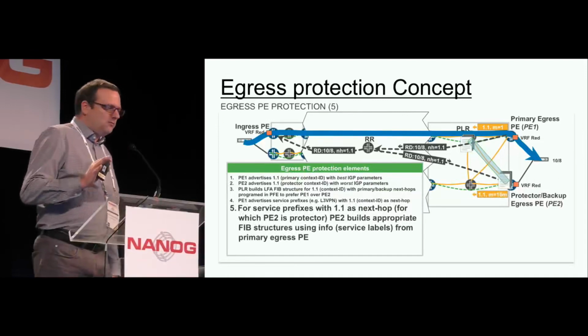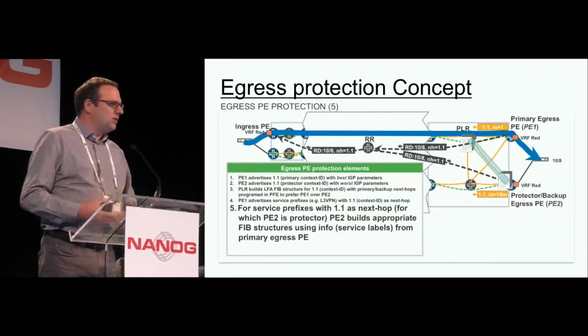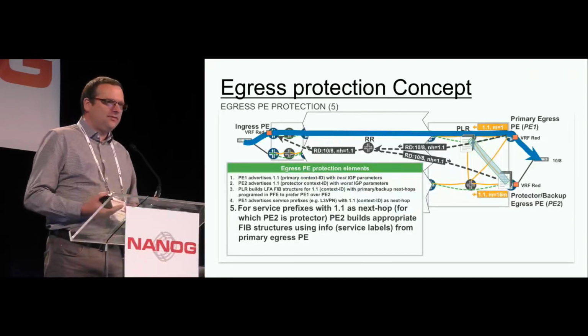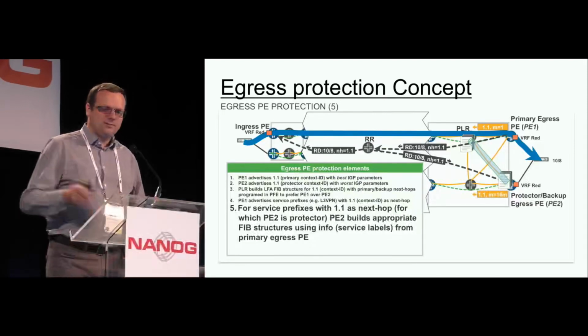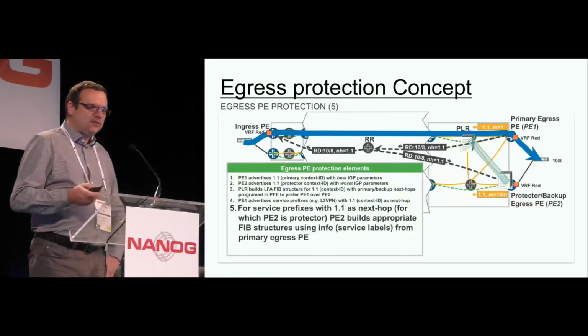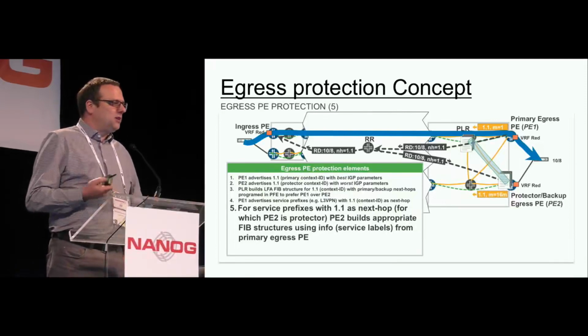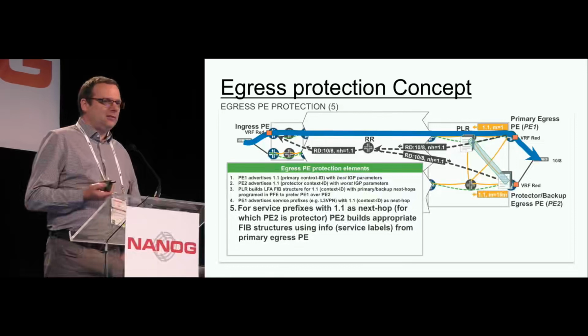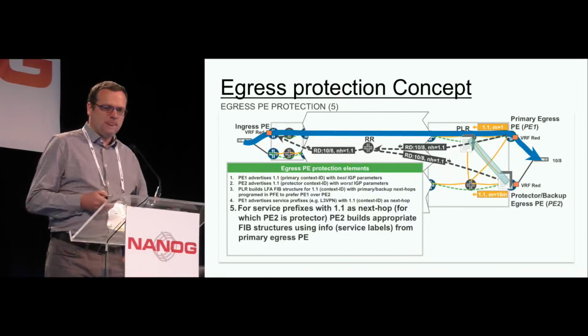step 5, P2 creates an internal RIP and FIP structure in order to be able to handle the traffic that will eventually be redirected. Later on, I have some slides showing what this RIP FIP structure looks like, but the point here is that the traffic arriving at P2 will have the VPN label allocated by P1. And P2 needs to be able to handle this traffic with the label allocated by P1.